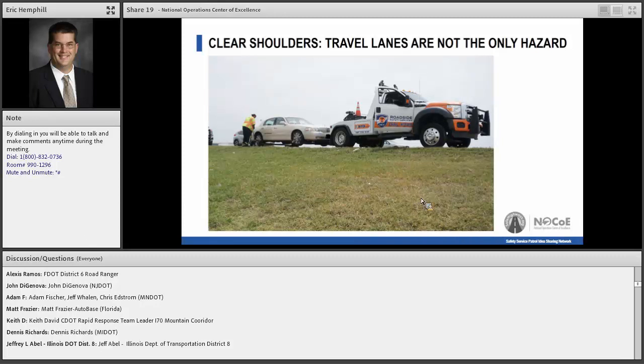Again, this doesn't require a CDL. You can see in this picture he's doing a wheel lift because of the distance. Otherwise, sometimes we just hook up and go. But it's focused on getting the lanes open. In some cases, too, we will move them off the shoulder if it's unsafe for our people to do the work on the car.